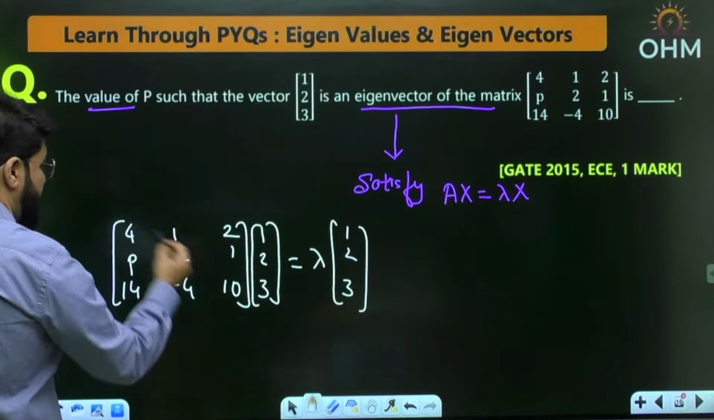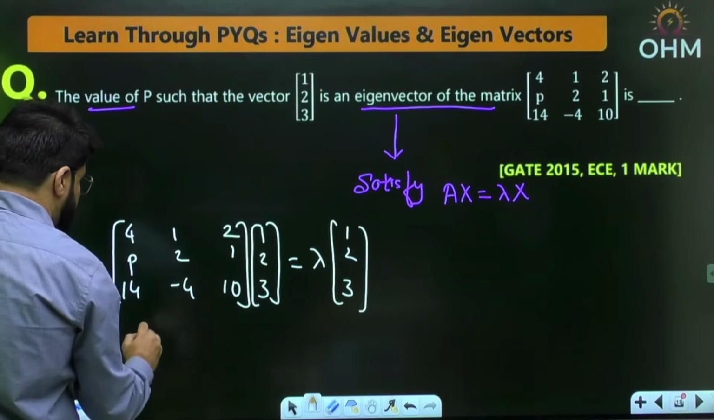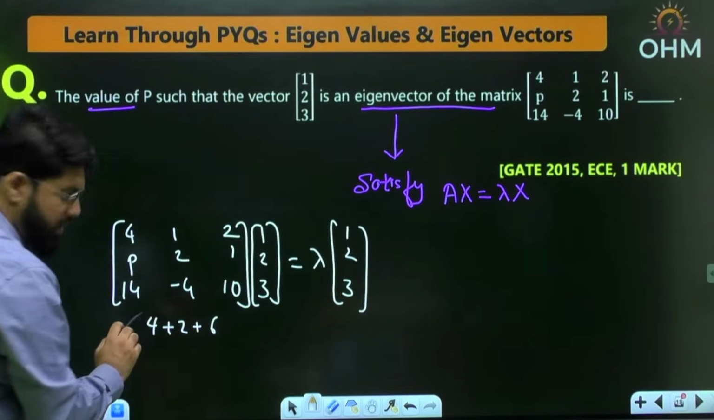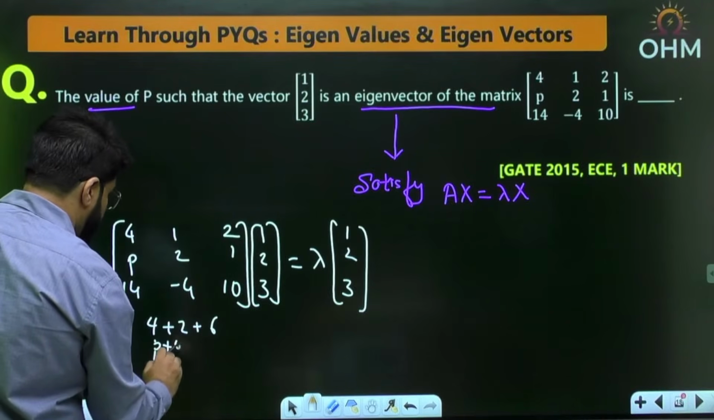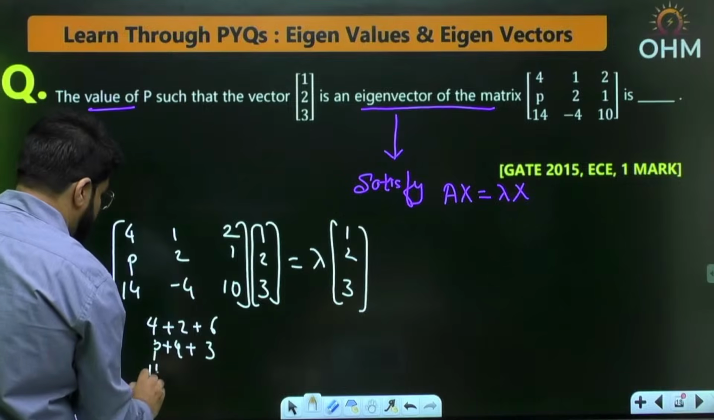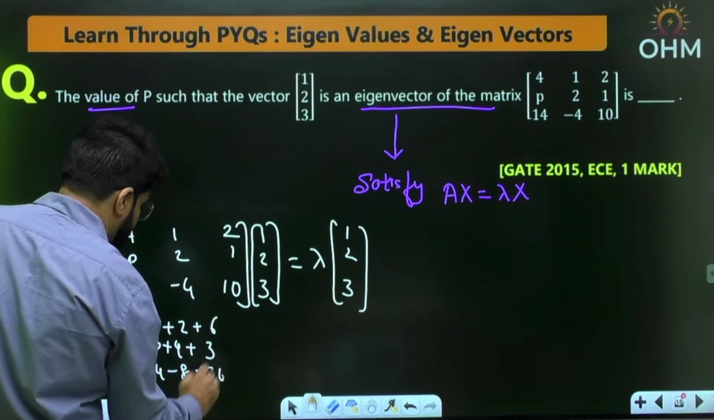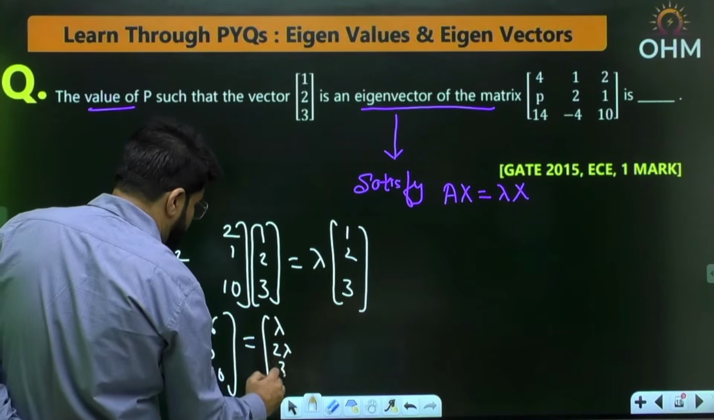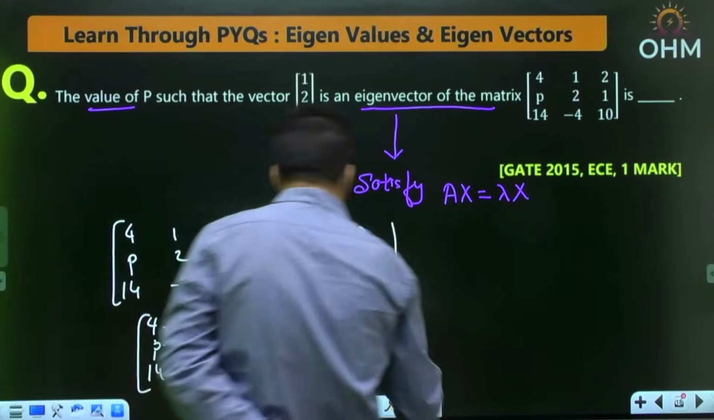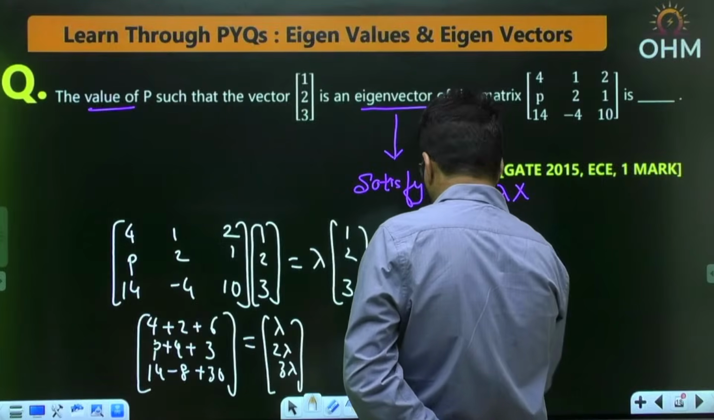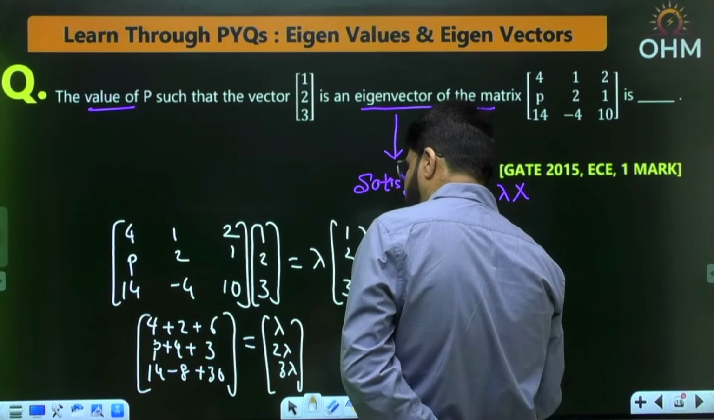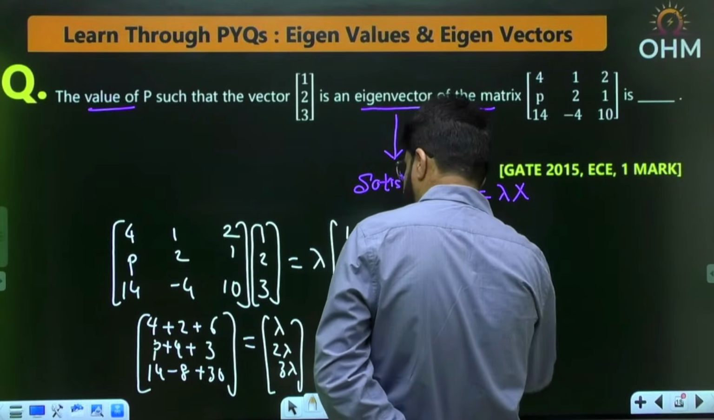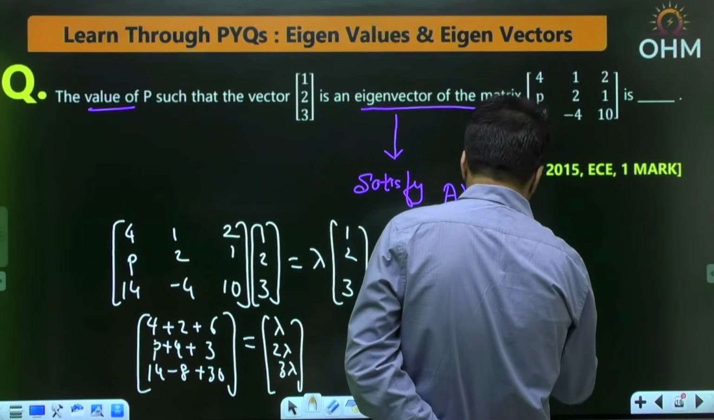Now, when I multiply, the left side is 4 plus 2 plus 6. Let me write down the numbers. Then P plus 4 plus 3. Next is 14 minus 8 plus 30. This is equal to the right side, where I multiply lambda inside: lambda, 2 lambda and 3 lambda. So now the left side is 12, then P plus 7, and then 14 minus 8 will be 6 plus 30, so 36, is equal to lambda, 2 lambda, 3 lambda.